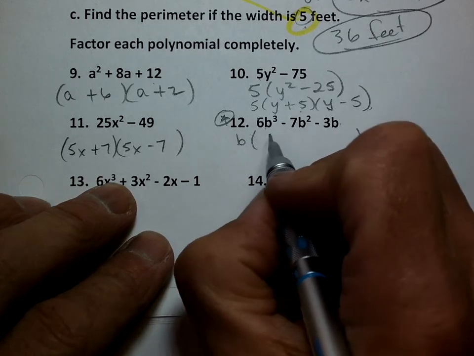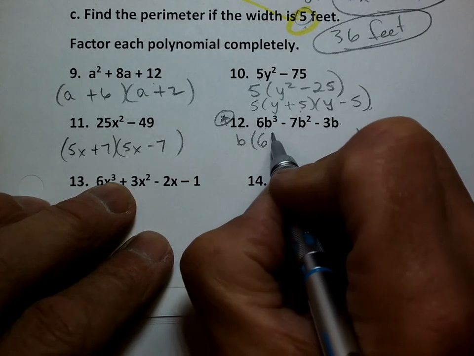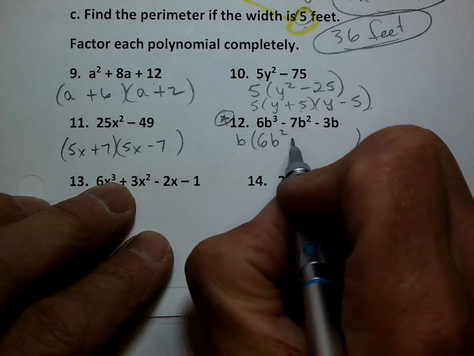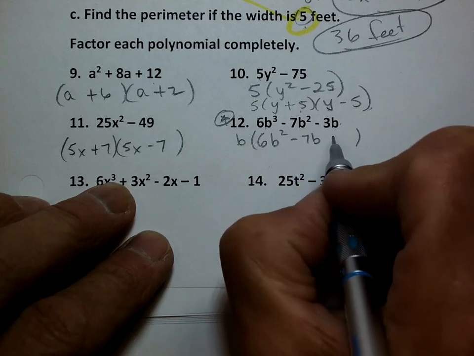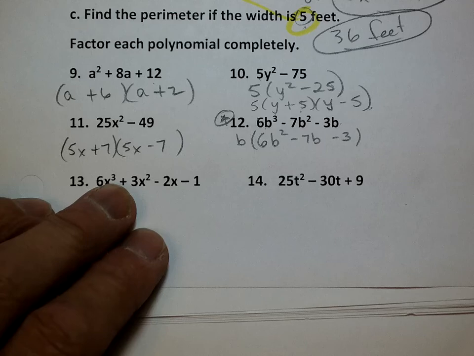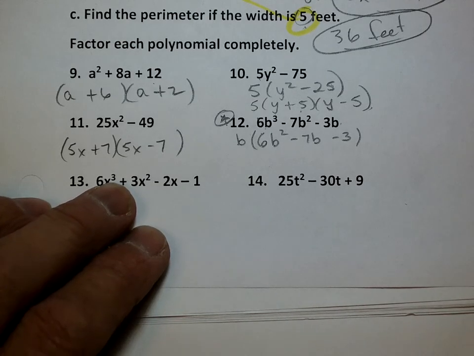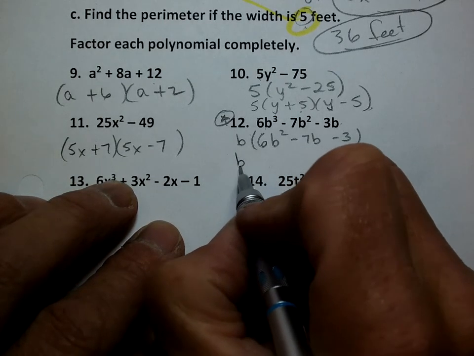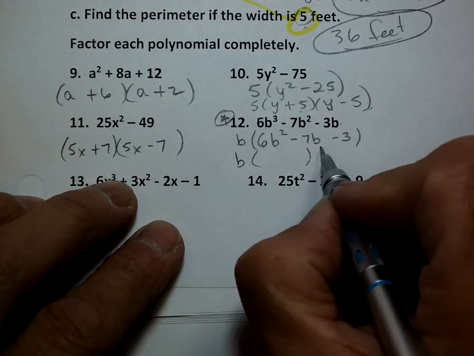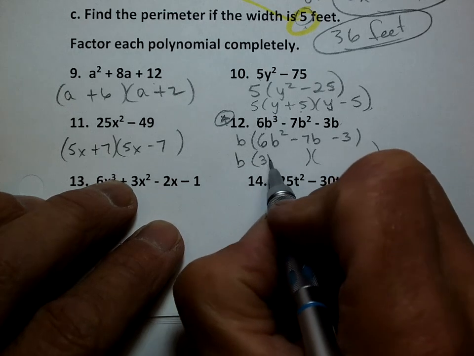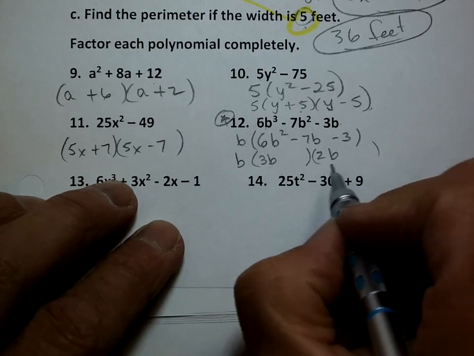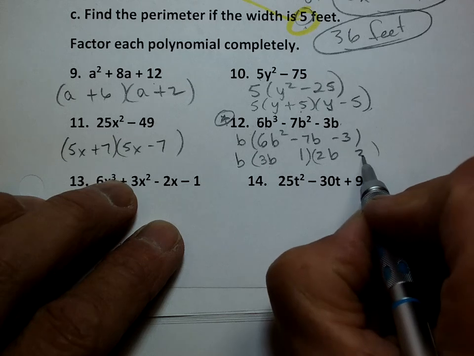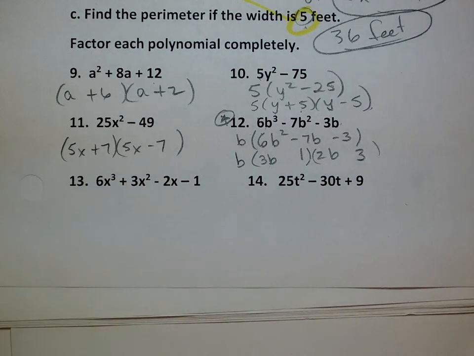And I'll have 6b squared minus 7b minus 3, okay? What am I doing? No, we can do this more, I think. I think we can do this more. How about a 3b, 2b? How about a 1 and a 3? Now, let's see if that works on my double smiley. Let's check out my double smiley.